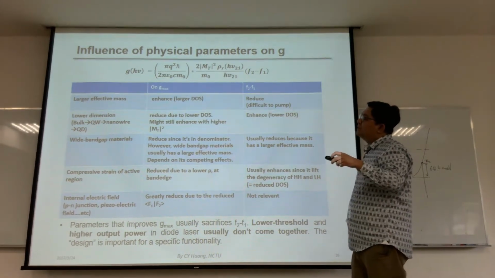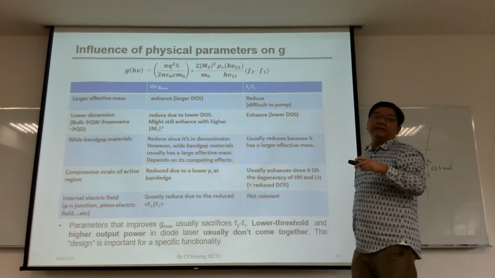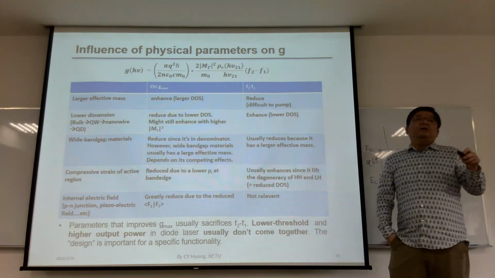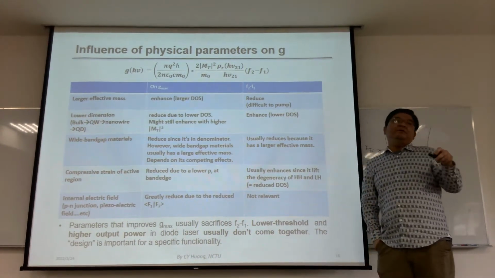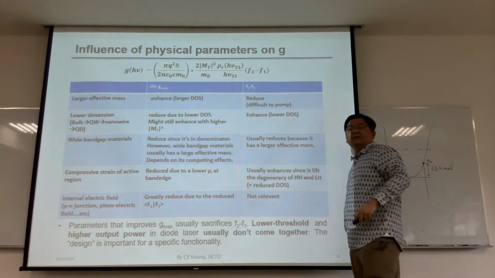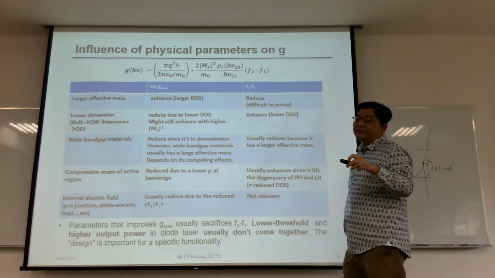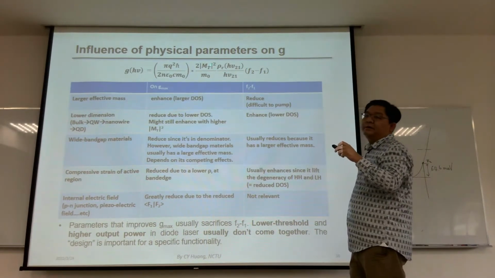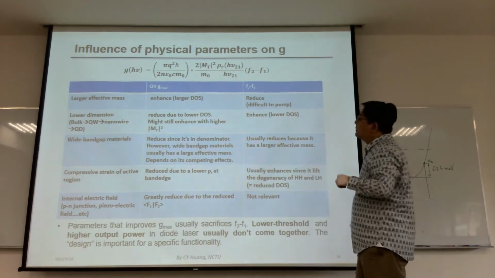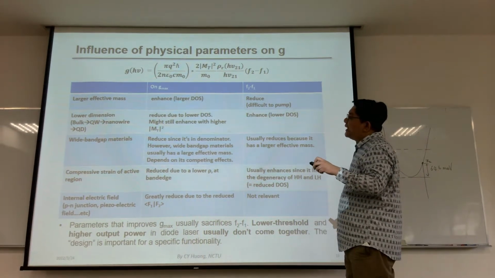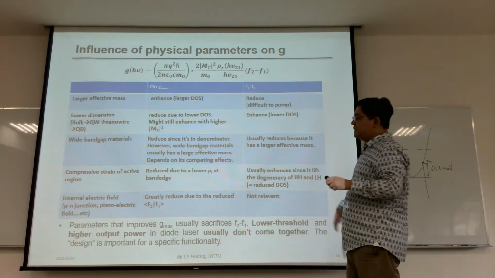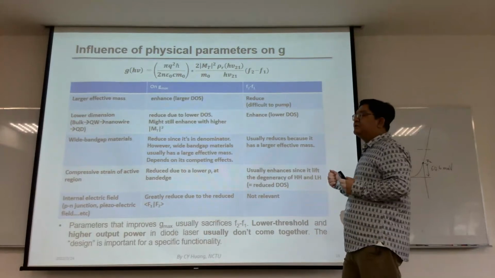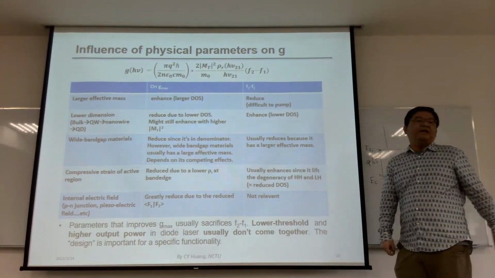First, if I use a material with a larger effective mass, for example gallium nitride, aluminum nitride, those wide bandgap materials that require a high effective mass of electron and hole. So a higher effective mass will give you a higher reduced density of states. So the gain max will be enhanced, since you have so many pairs, so that will give you a potential engine for providing gain.